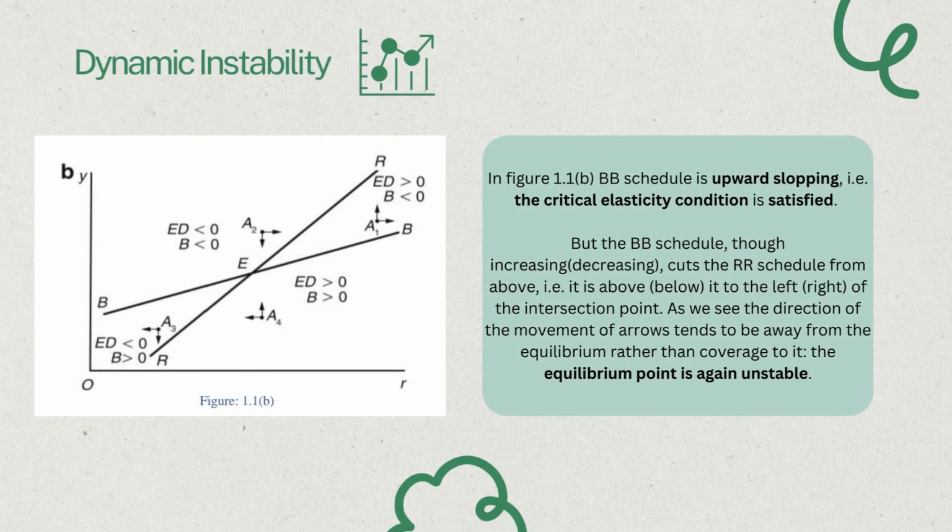Now, let's have a look at another dynamic instability graph. Here, in figure 1.1b, BB schedule is upward sloping such that the critical elasticity condition is satisfied. But the BB schedule, though increasing, cuts the RR schedule from above, that is, above it to the left of the intersection point, and vice versa. As we see, the directions of movement of arrows tend to be away from the equilibrium rather than converge to it. The equilibrium point is again unstable.